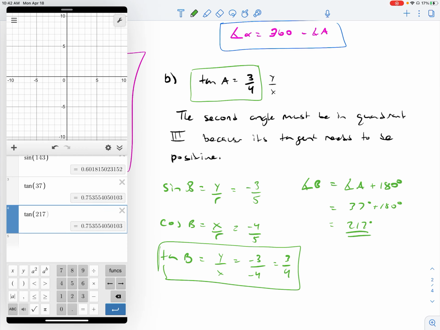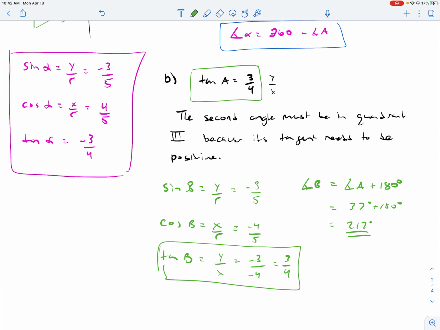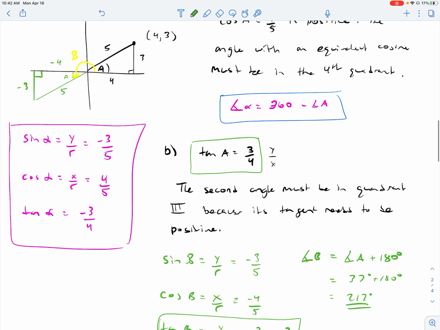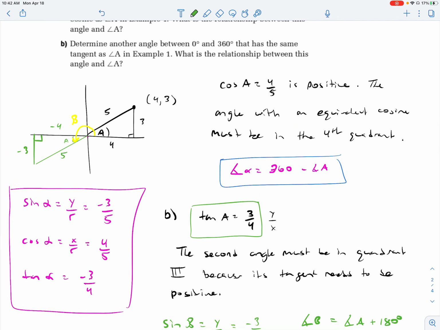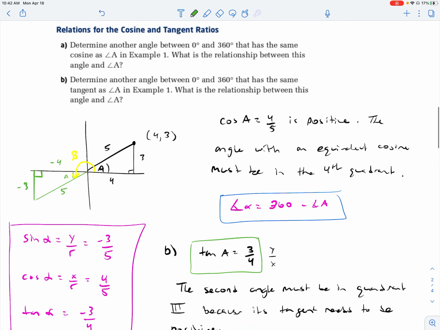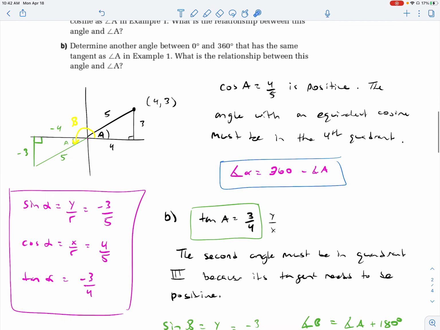So basically what we want to take away from these last two examples is in order to get equivalent trig ratios, you need to pay attention to where those trig ratios are positive. So if I'm supposed to have two angles that have the same sine ratio, remember sine is always related to y over r. So they need to have the same y value. So if my first angle is up here, that means my other angle needs to be up here as well. And they need to have the same y value.